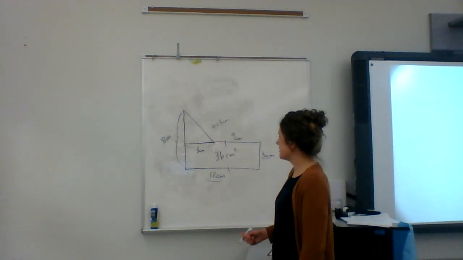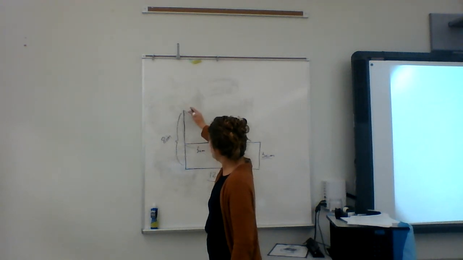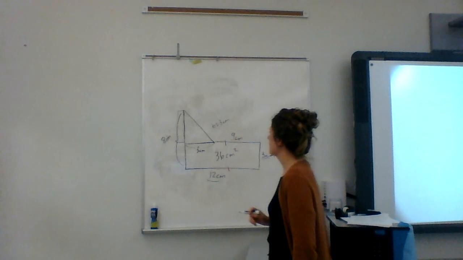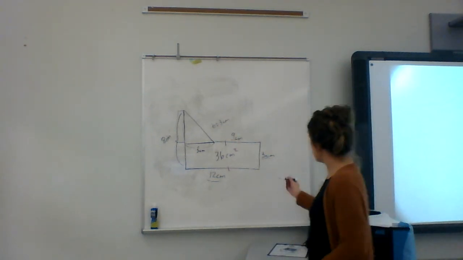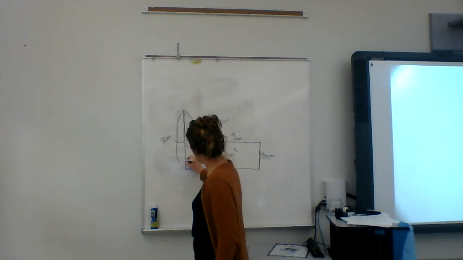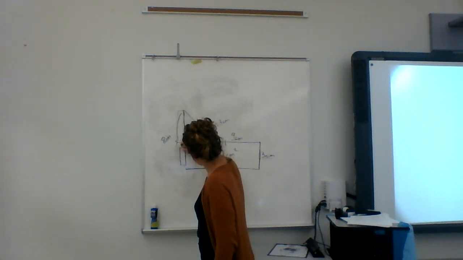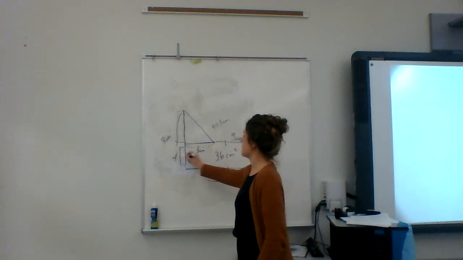Now I need to find the height. 8 centimeters is this entire length here. I just want to know here to here. Well, the whole thing is 8. I'm going to look around. I see that this length here is 3, which means that this length here is also going to be 3. So right here, this is 3 centimeters because it matches the other side. These are the same.